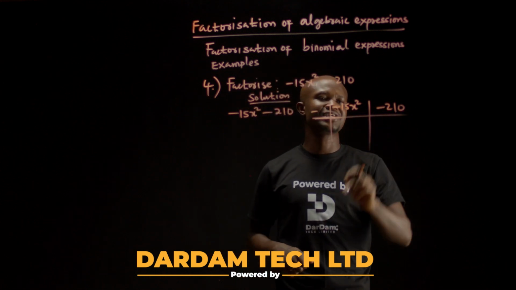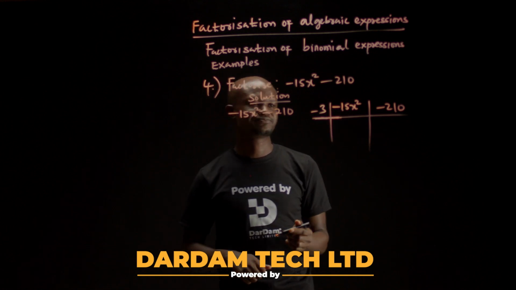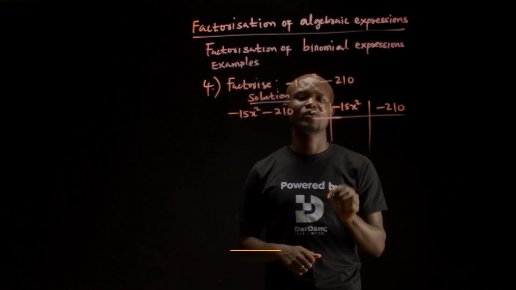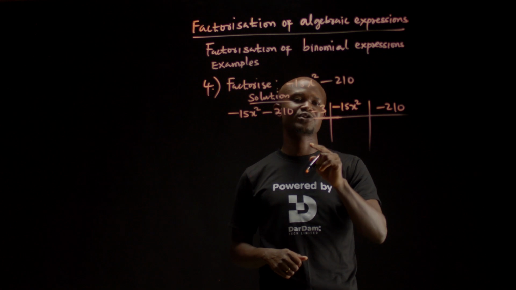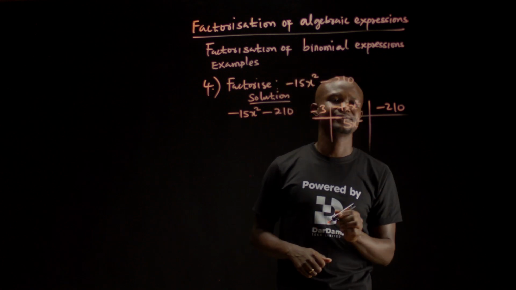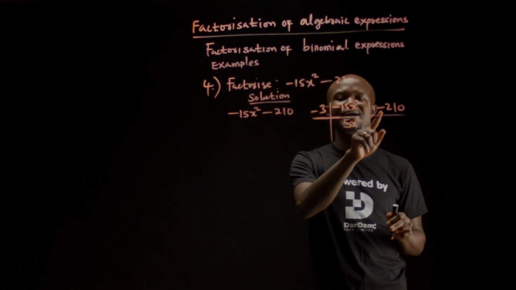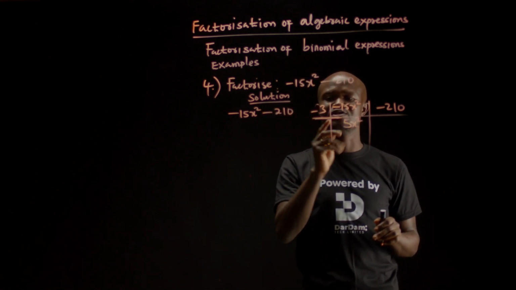Now looking at 15 and 210, we can have 3. Now if you divide 15 divided by 3, what do we have? We have 5. Minus is already outside. Minus divided by minus, we cancel. So we have 5s squared. Now, minus is outside here already. So minus divided by minus is cancelled. Minus divided by minus will give us plus.